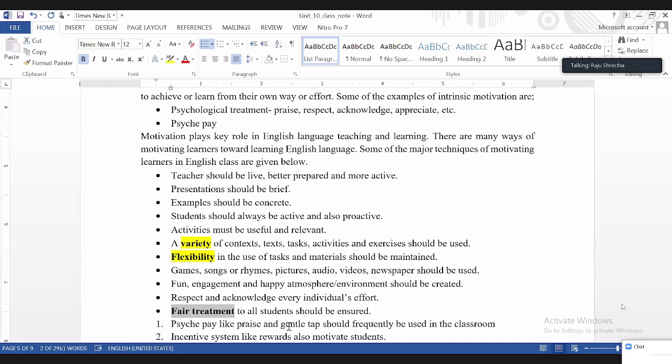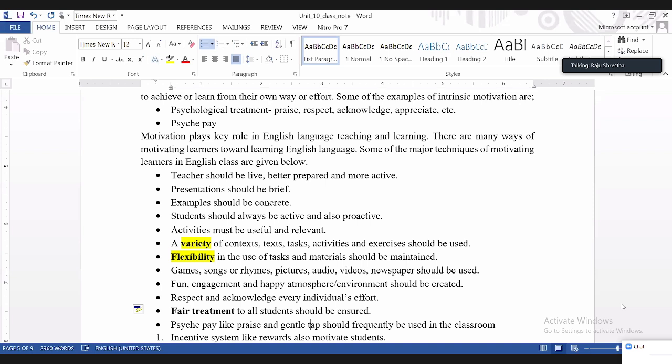If our behaviors show such activities, then there will be some motivated and some demotivated students. So peer treatment is necessary. And psyche, this is what psyche means: psychological treatment. Like we praise, we provide just a gentle tap.